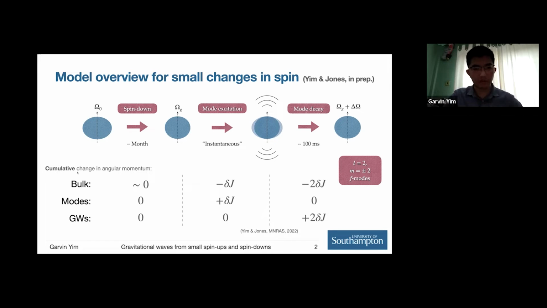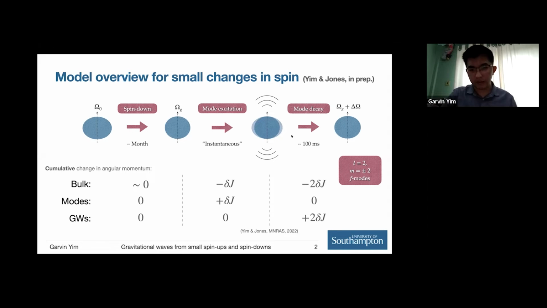Now, looking at the table at the bottom, this shows the cumulative change in the angular momentum across the three components that we're considering. The neutron star will break up into the bulk of the neutron star and the modes, and we'll also track the gravitational waves which get emitted to infinity. During the three stages, which are indicated by the dashed lines, during the spin down, the bulk of the neutron star does spin down, but the change in angular momentum is negligible. But when a mode is excited, we say that delta J of angular momentum goes into the modes, and to conserve angular momentum, we must have that the bulk loses delta J.